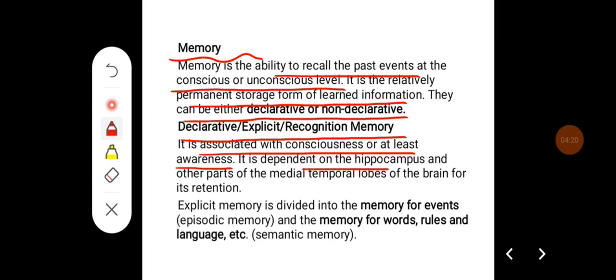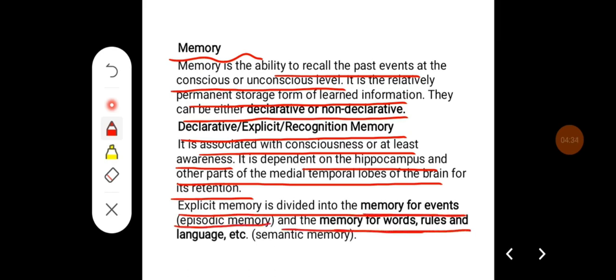It is dependent on the hippocampus and other parts of the medial temporal lobes of the brain for its retention. Explicit memory is divided into memory of events, also called episodic memory, and memory of words, rules, and language, which is called semantic memory.